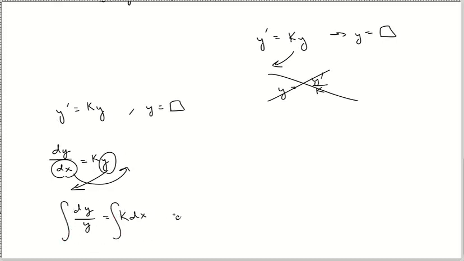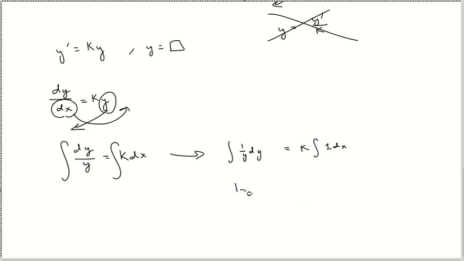I integrate both sides. What I get now, technically, is integral of 1 over y dy, and then integral of just k. I guess you can even move the k out, so it's k times integral of 1 dx. Well, this is ln of y. And over here we get k, and the integral of 1 is just x. Remember one thing: plus c.